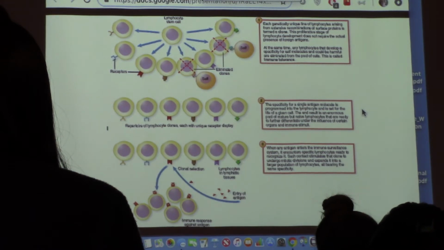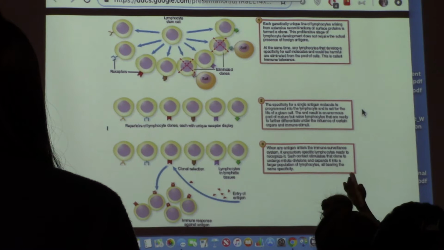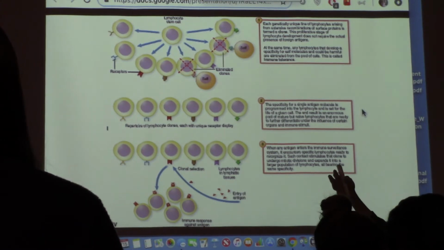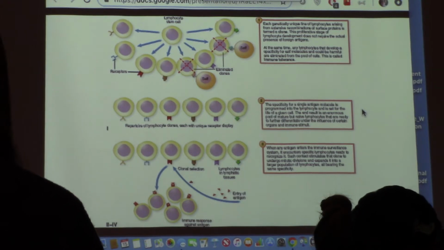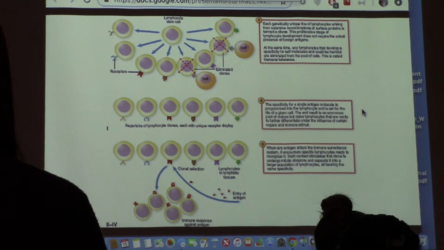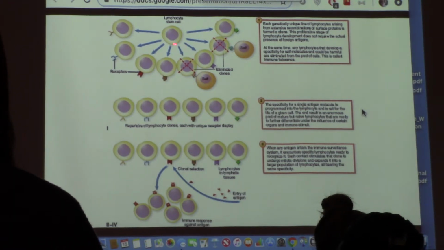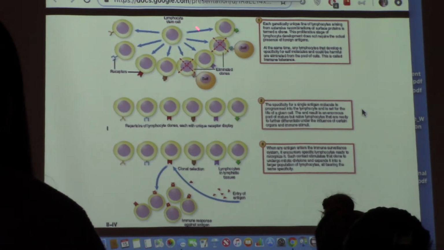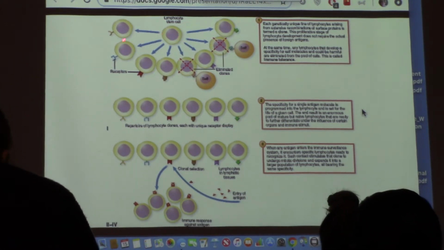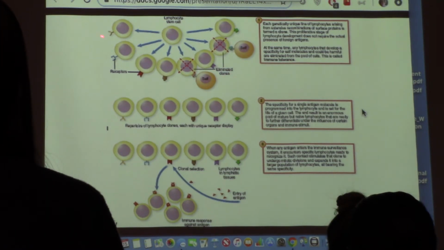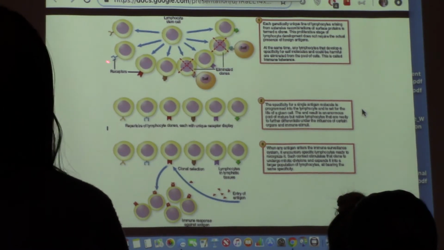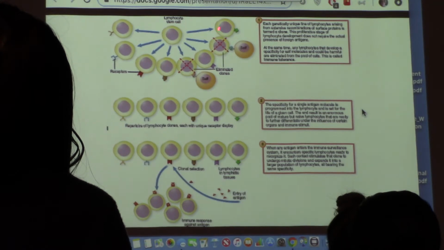When you get a pathogen in you, how does your body know which of the millions of potential T cells and B cells are the right ones to expand? And the way it works is like this. Here's our stem cell, and it's going to produce lots of different, let's say these are B cells that make antibodies. So we've got a B cell with this shape antibody and a B cell with this shape antibody. See how there's all these different ones?